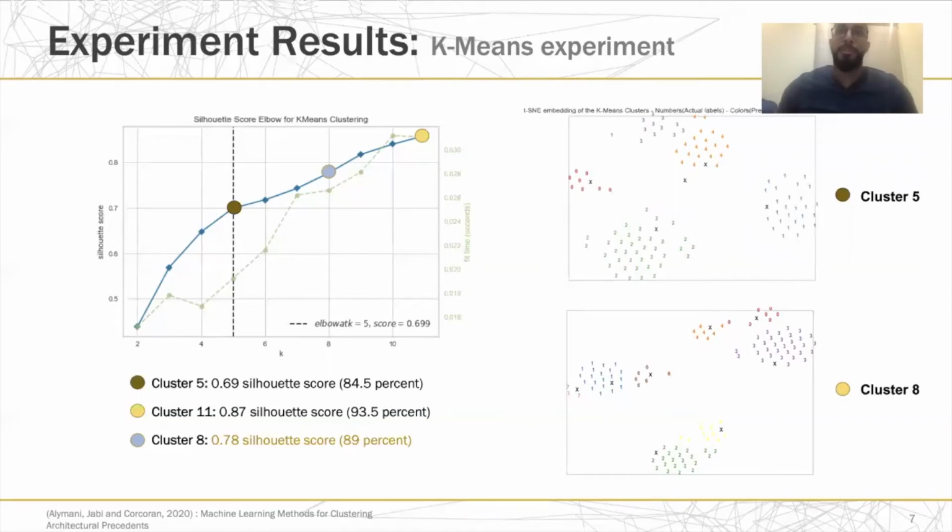In this experiment, we use this new method to demonstrate the clustering result, and we use the elbow method to determine the optimal number of clusters. The k-means algorithm was run with a different number of clusters. The acceptable number of clusters for this kind of problem was found at 8 clusters, where the silhouette score reached 0.78, which is around 89%.